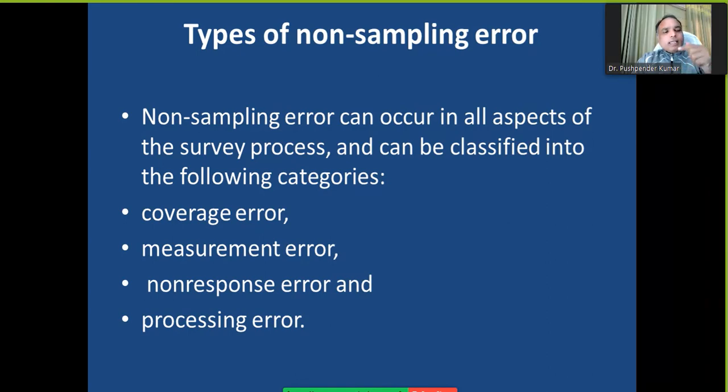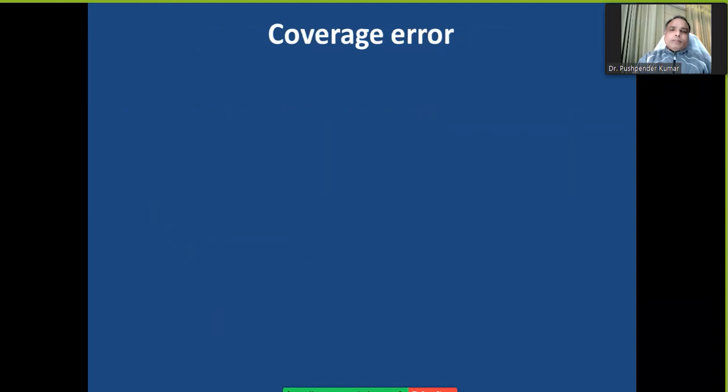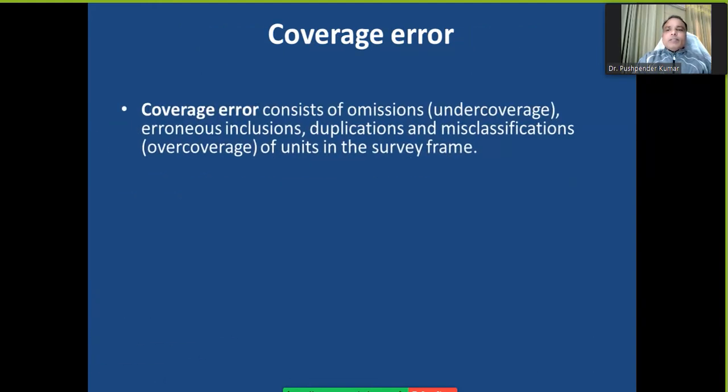That processing error can also be in coding, encoding, right? The way you have defined the questionnaire, right? And the interlink among the questions. So that is basically a processing error. Now coverage error consists of omissions. So under coverage, erroneous inclusion, duplication and misclassification, or over coverage of units in the survey frame.